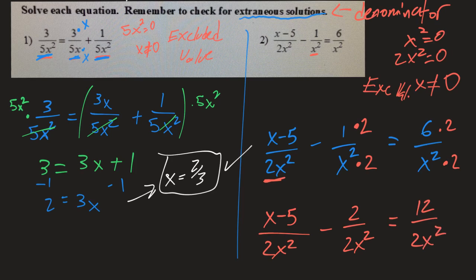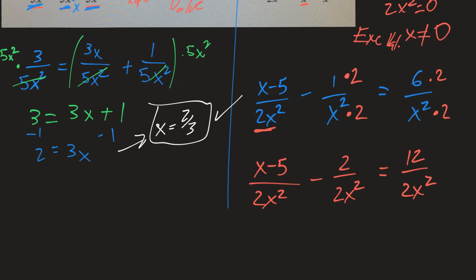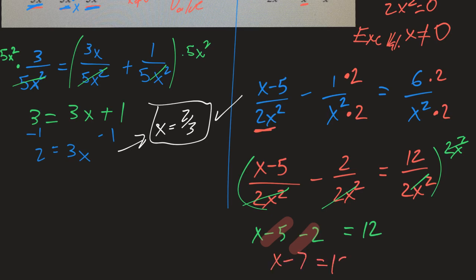Okay, great. Now we're at a point where our numbers are all matching on bottom. Our denominators are good to go. So basically, I'm just going to multiply the whole thing by 2x squared, left and right side, so this is all balanced. These are going to go away. Okay, and I'm left with x minus 5 minus 2 equals 12. Let's combine these two together, and I'm going to end up with x minus 7 is 12. And if I add that 7 to the other side, x equals 19.